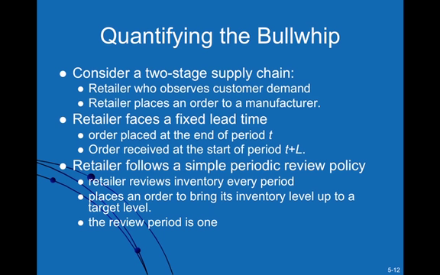So how can we quantify this bullwhip effect? Let's just think of a two-stage process between, say, a retailer and a manufacturer. So we'll just remove the phases in between for now, and assume that there's a fixed lead time L, and that if you place an order at time T, the order will be received at time T plus L, which we're seeing right here.